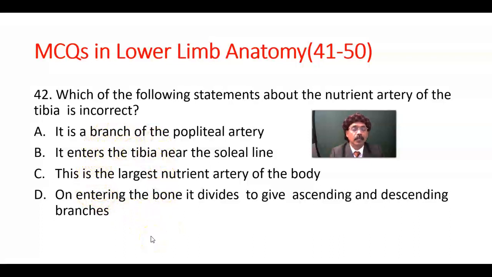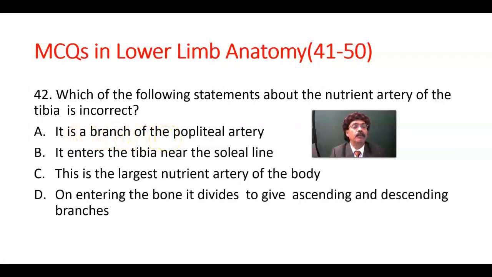The nutrient artery of the tibia is a branch of the posterior tibial artery. It is not a branch of the popliteal artery. Okay, usually it is a branch of the posterior tibial artery. So this is the incorrect statement and this is the correct answer. Answer is A. It is a branch of the posterior tibial artery, not a branch of the popliteal artery.